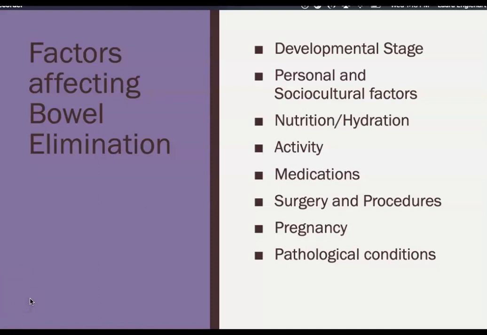The growing uterus during pregnancy crowds and displaces the intestines. Increased levels of progesterone slow the intestinal motility. Pregnant women often experience constipation, decreased appetite, and irregular food intake. Pathological conditions that affect bowel function can include both neurological or cognitive conditions.